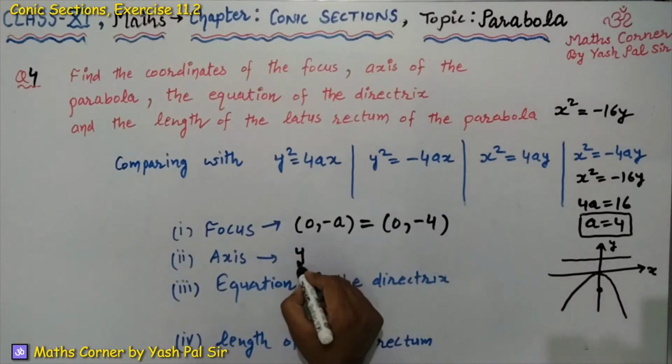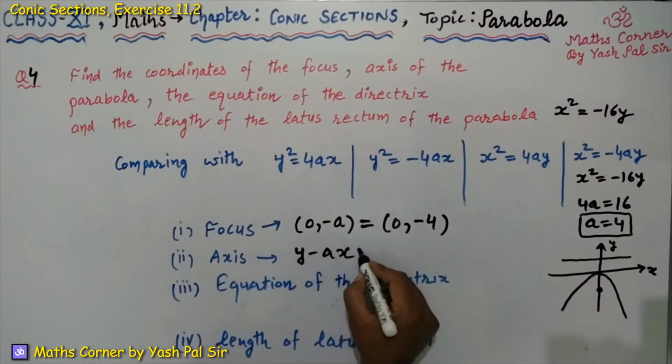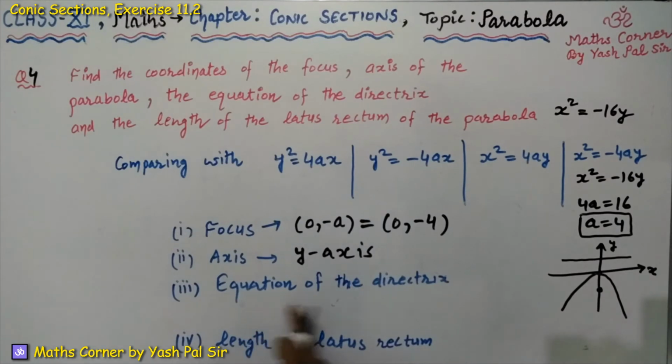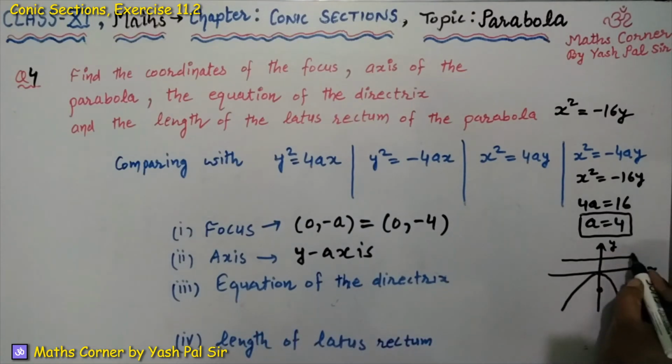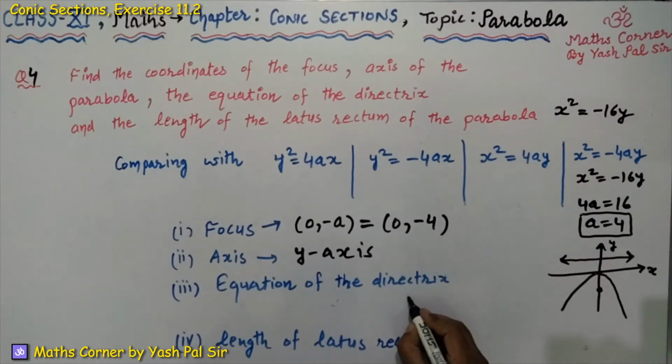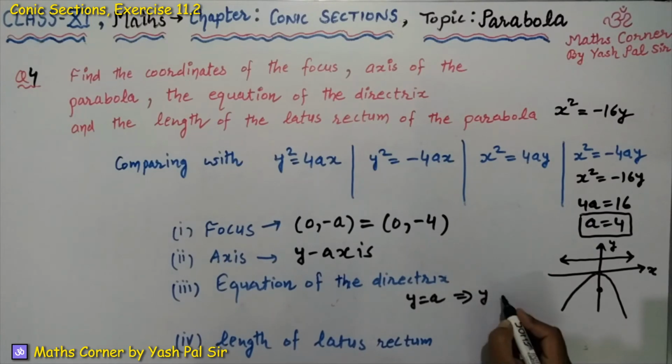Axis: this parabola is symmetrical about the y-axis, so we write here y-axis. As the result, equation of the directrix: this line, on the upward side, is the directrix. So equation of directrix is y is equal to a. That means y is equal to 4, or we can say y minus 4 is equal to 0 is the equation of the directrix. Lastly, we have length of latus rectum.